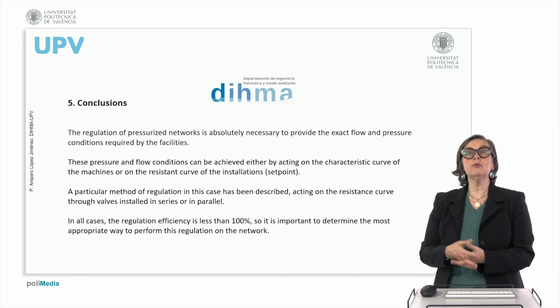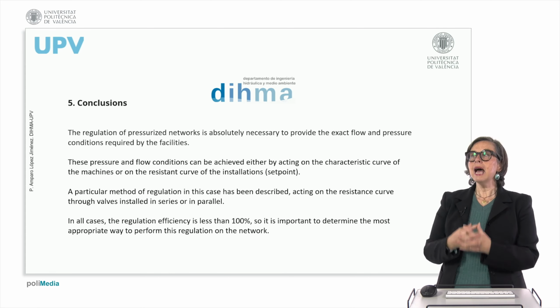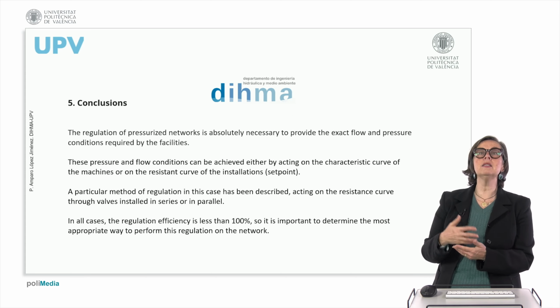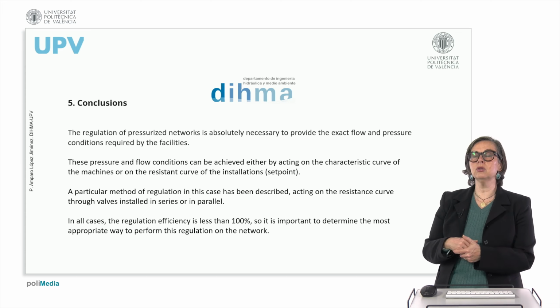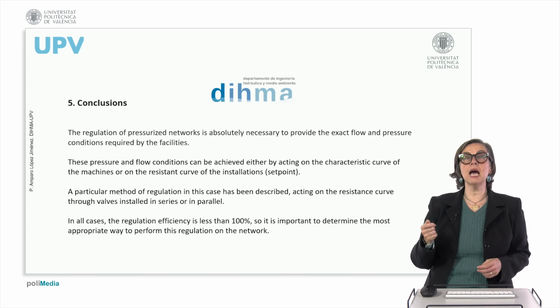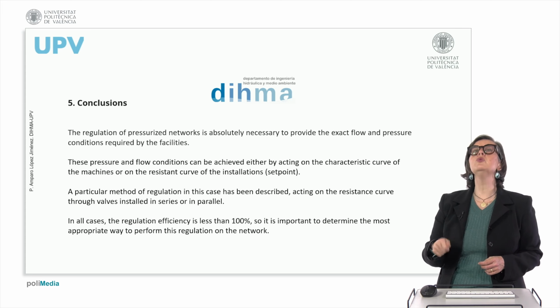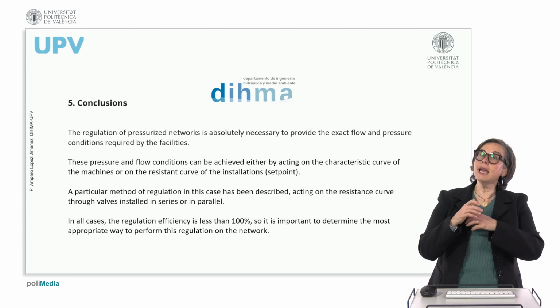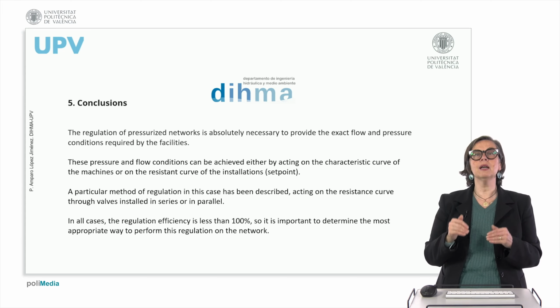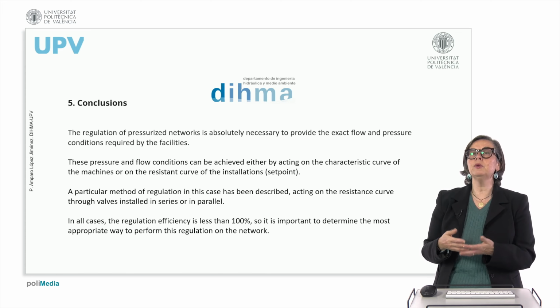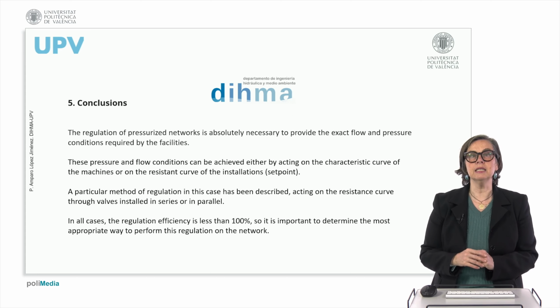So we can conclude that regulation is necessary to provide exactly the point conditions required by facilities, and these pressure and flow conditions can be achieved either by acting on the characteristic curve or on the resistance curve across the set points. In this case, we considered the resistance curve and analyzed how we can introduce parallel valves or series valves to have these points, in any case with less than 100% regulation efficiency, but needed in any case to provide exactly the point that the facility needs.